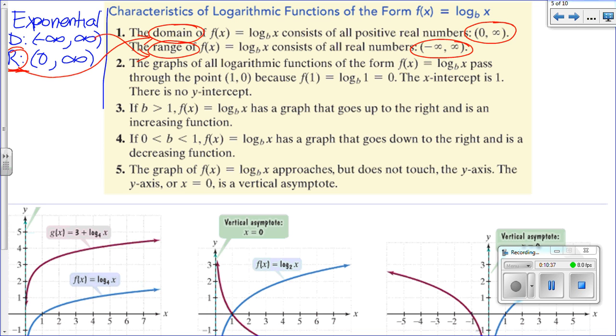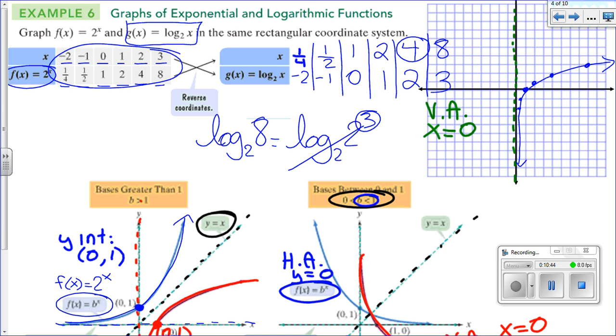And remember how we had that vertical asymptote right here at x equals 0. So it makes sense that for the domain, we do not include x equals 0, so that's why we use parentheses there. All right? And for the range, we're going to have negative infinity to positive infinity.